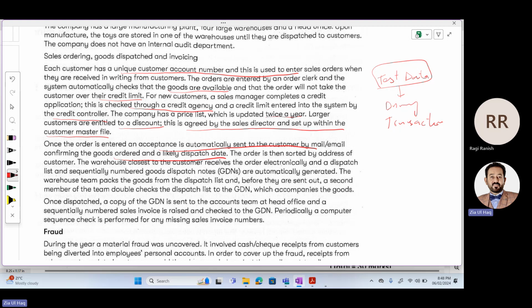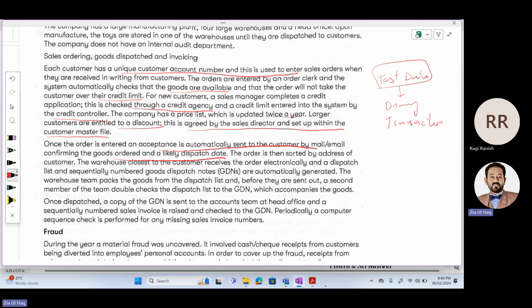Using test data, place an order into the system to see a confirmation email has been received. This is to ensure the system is confirming the order to the customer properly.